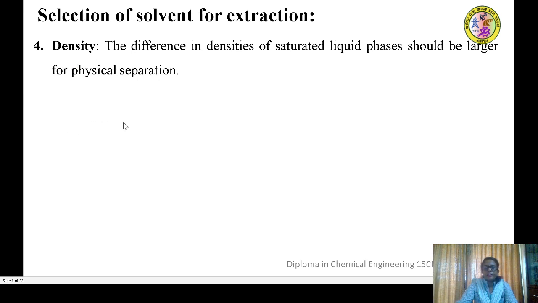Whenever a solvent is added to the feed solution, since it's immiscible, it will stand as a separate layer. If it has higher density, it will be at the bottom of the vessel, and if it has a lower density, it will be the top layer in the given vessel or equipment. The difference in the densities of the two saturated liquid phases, the phases which result by the end of the operation, should be larger for physical separation. So if the two layers that separate out after the extraction is over have higher density differences, that is the best solvent for the operation, because higher density differences help in easy physical separation of the two resulting phases. So the density of the solvent also plays a major role in the selection of solvent.